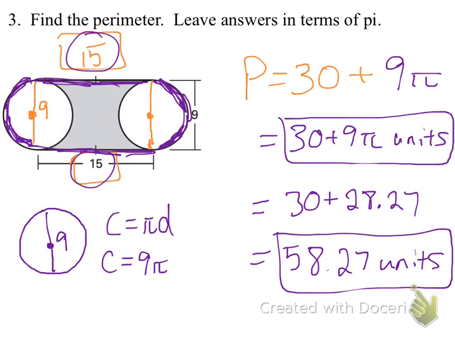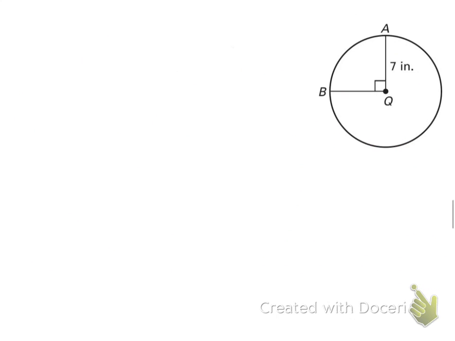So kind of a weird problem, but we just used two semicircles, I guess, to figure out what the circumference of that total circle would be to get our perimeter. So kind of a weird problem, but I like it. Moving on.